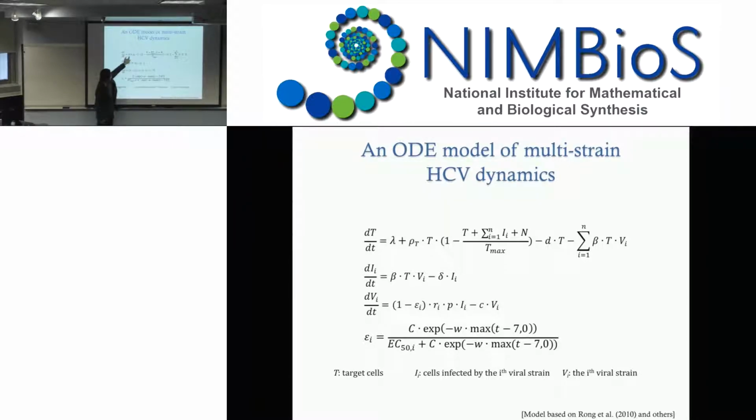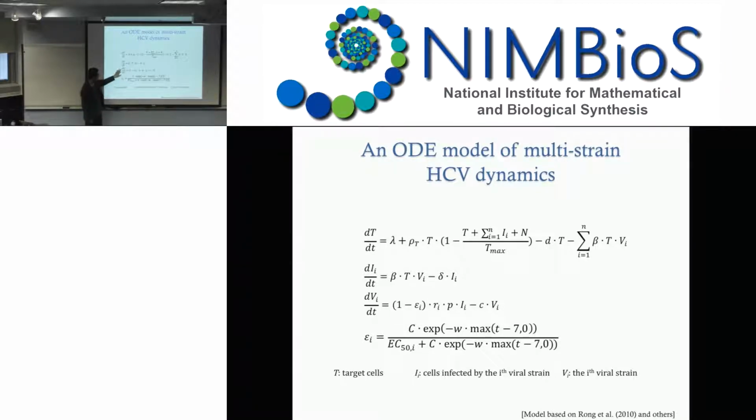So here is the influx of target cells in the system. This is target cell proliferation. It undergoes a logistic type of proliferation. And this is the death of target cells. This is the infection term. So the contact between virus and target cells can turn the target cells into infected cells, and infected cells die at a per capita rate delta.